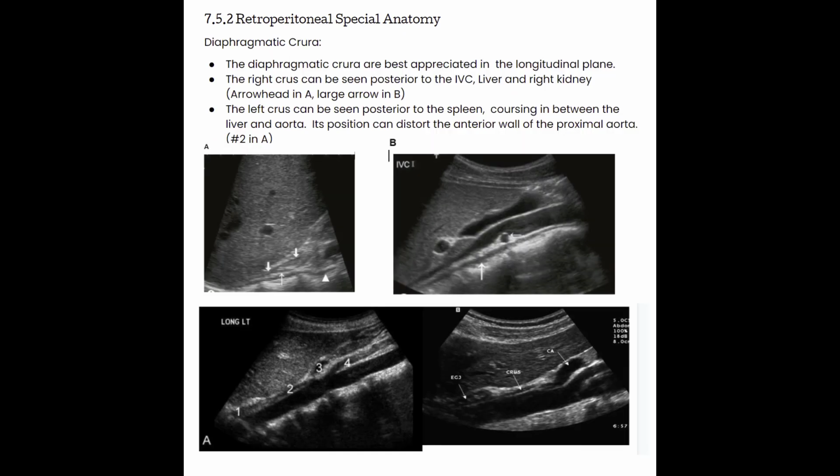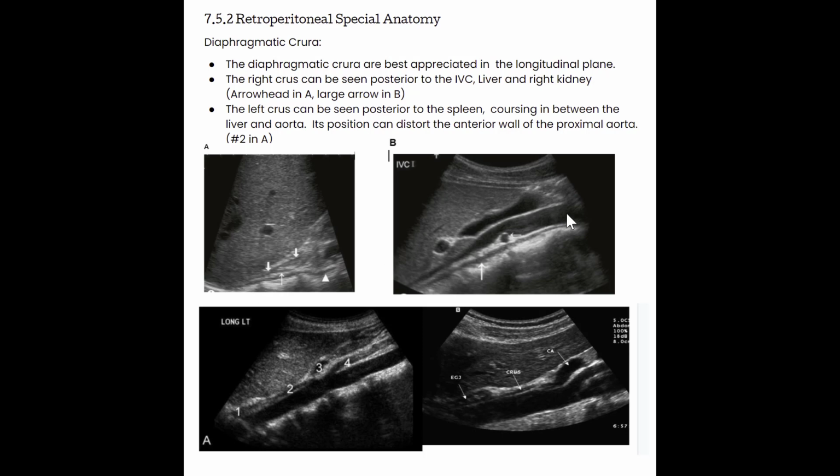The diaphragmatic crura are also visible by ultrasound. Remember, there is a right one and a left one, and they are going to be best viewed when we are in the longitudinal plane to the diaphragmatic crux, which also happens to be just longitudinal on the body. Looking at the right crus, it runs posterior to the IVC, the liver, and the right kidney. So here we have a picture of the liver, and we can see this hypoechoic line traveling towards the diaphragm behind the liver. So this is the right diaphragmatic crus.